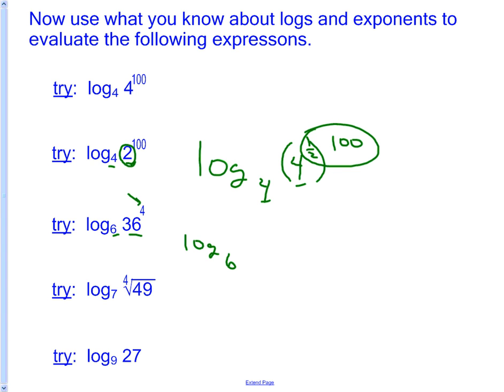Log base 6 of 6 squared, which is what 36 is, to the 4th. See what I did there? Just replace 36 with 6 squared. And now these bases are the same. My answer is what? Power to a power, you multiply them. 8. Next one.